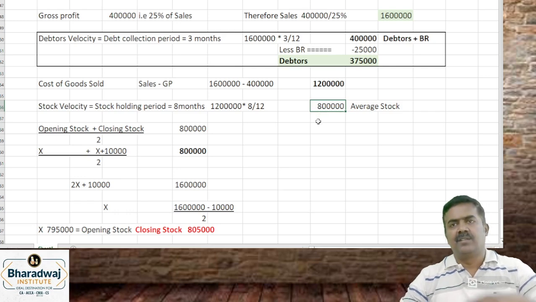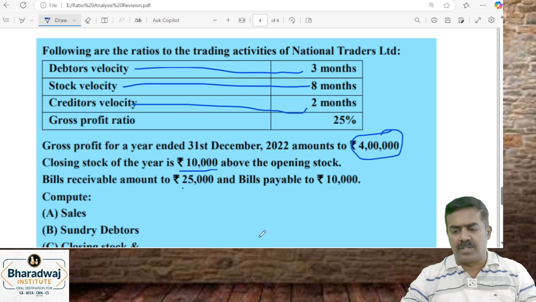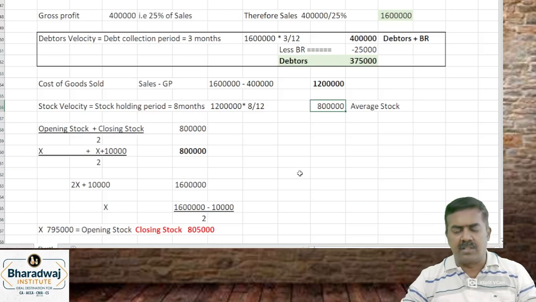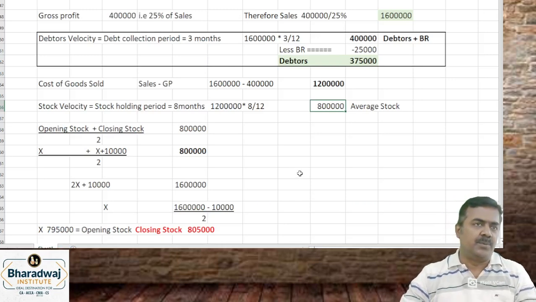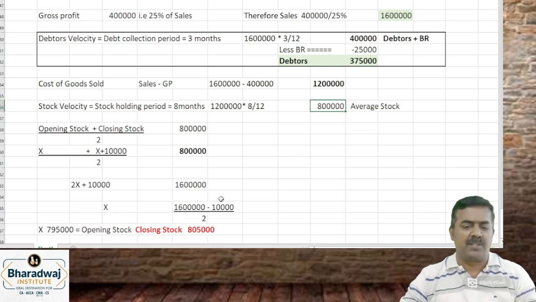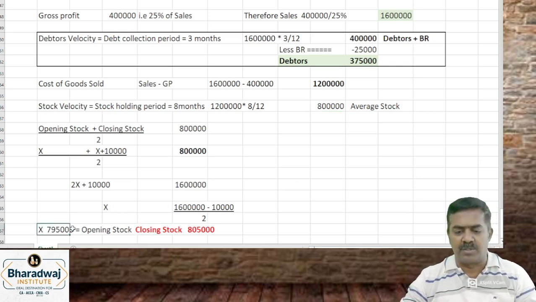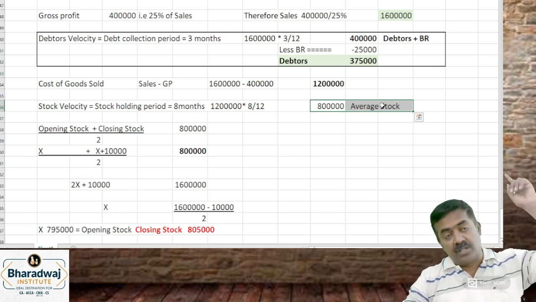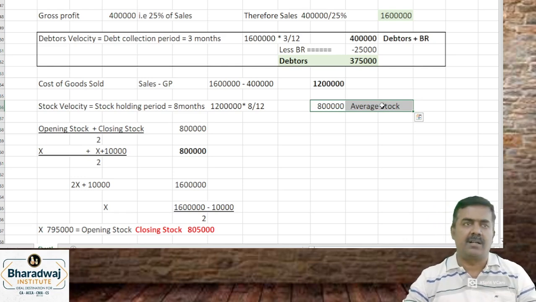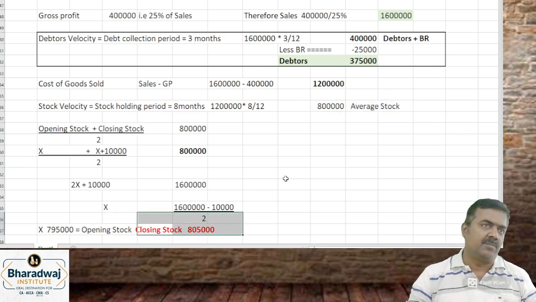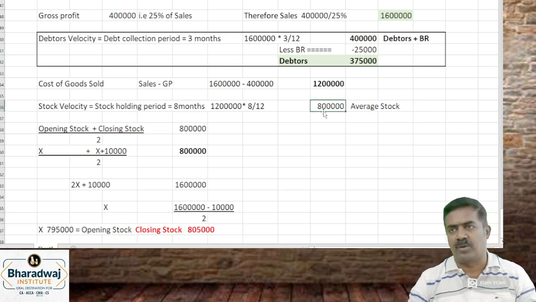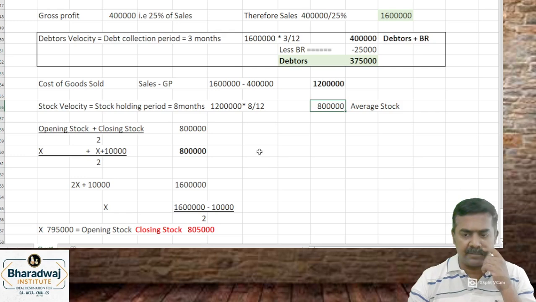8 lakh இருக்கு இல்லையா? What is the total difference between opening stock to closing stock? 10,000 இருக்கு இல்லையா? Cut the difference into 2, 5,000. Plus 5,000 will give us the higher value, minus 5,000 will give us the lower value. அப்படி கூட போடலாம். So we worked out closing stock.